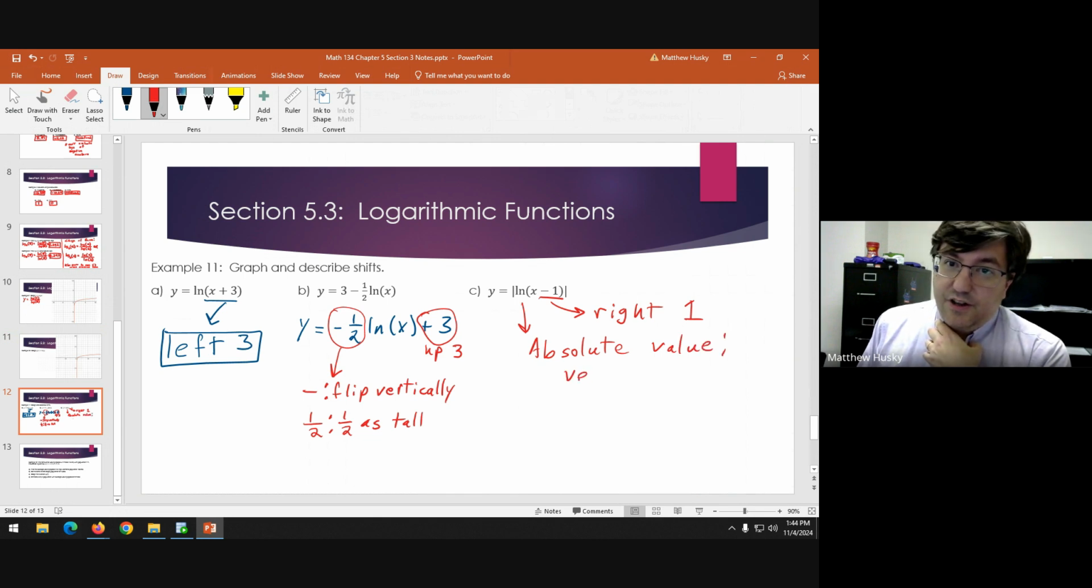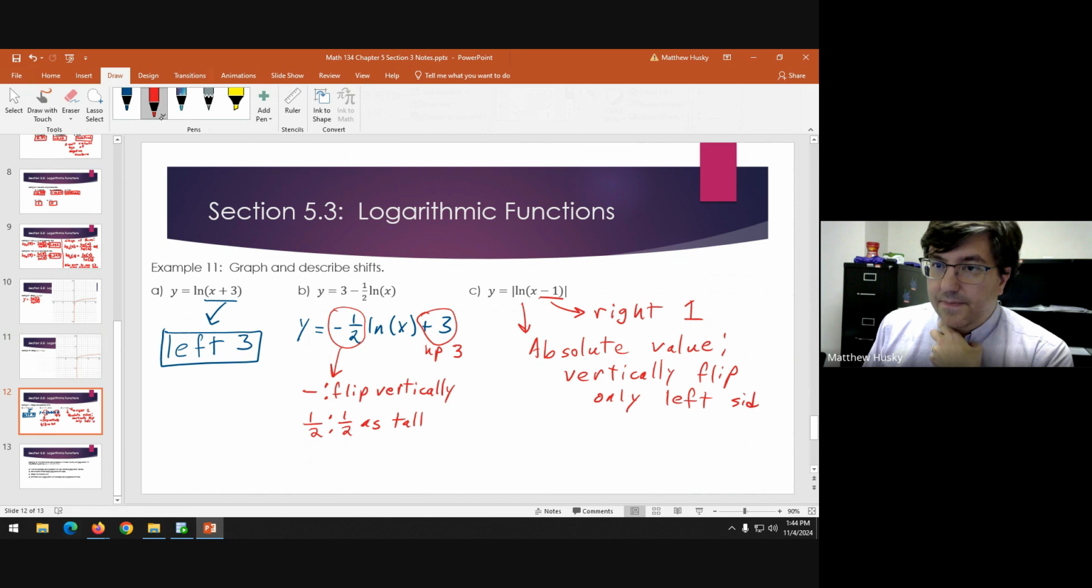it's going to vertically flip only the left side, that is negative.